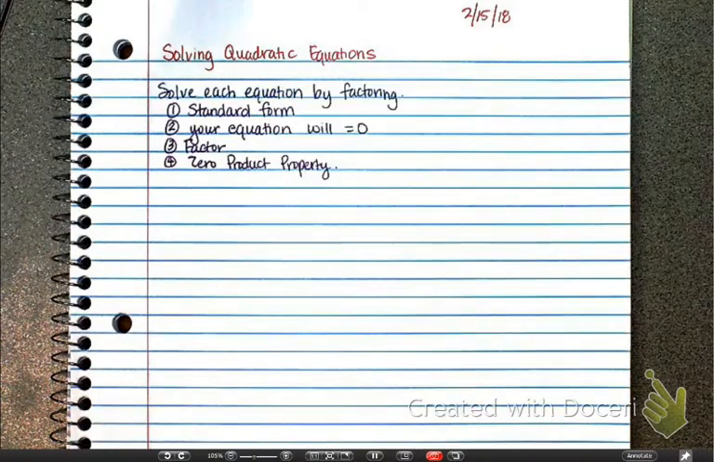Okay, so we're writing in standard form. Once it's written in standard form, your equation will be set equal to 0. We're going to factor and use the zero product property.